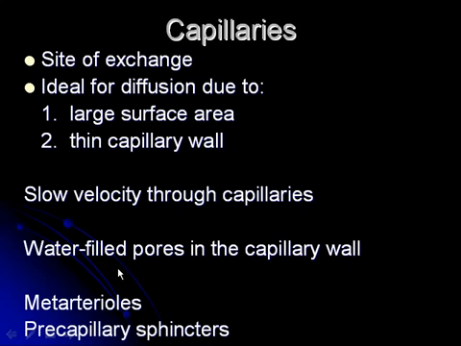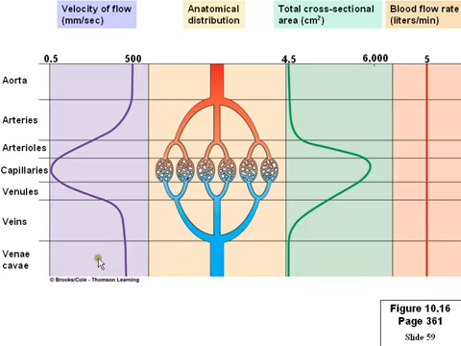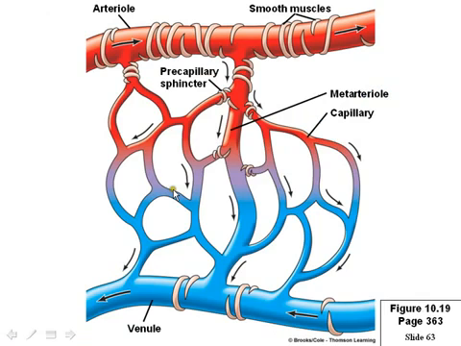And the metarterioles and precapillary sphincters. So these are other structures. These are important structures, though. The metarterioles are the transition structures that go from an arteriole into a capillary. They're not considered their own actual blood vessel, but they're like the transition way. They look like this.